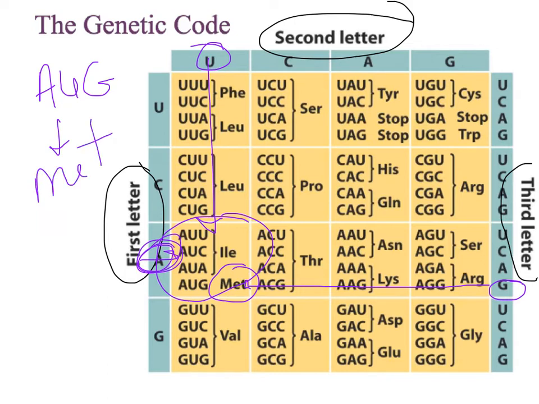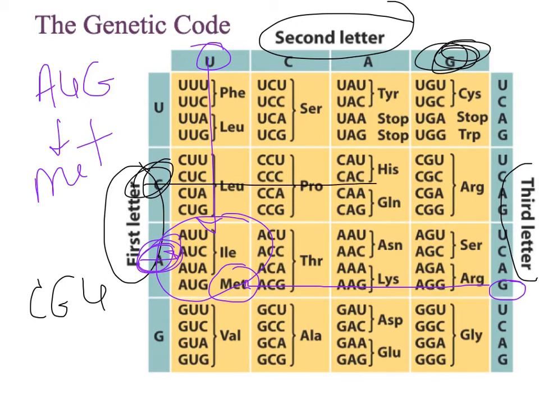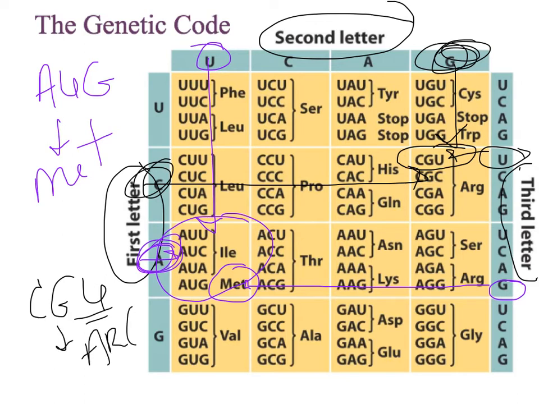Let's do another one. Let's just pick C-G-U. So we'll go to the first letter, which is C, and then the second one, which is G. And those two intersect at this box. And then we're going to find our third letter, which is going to be over here. It's U, so we're at U. So here's our CGU. So that next amino acid is going to be arginine.